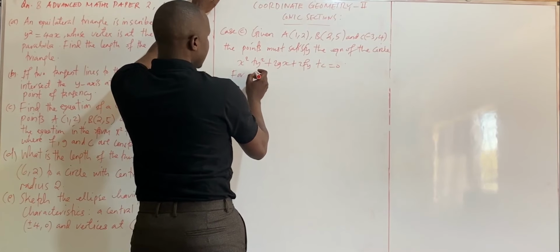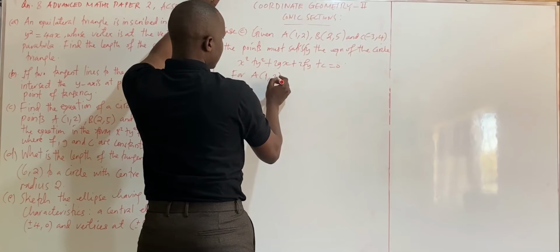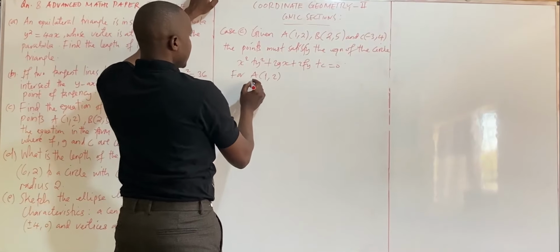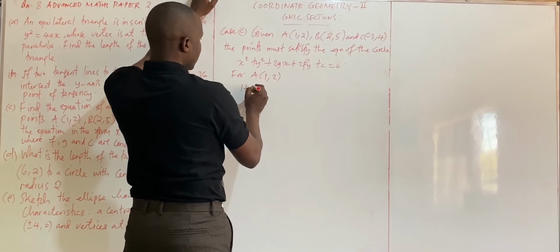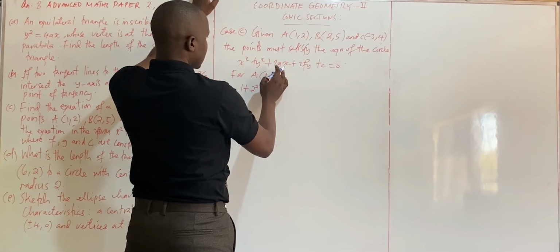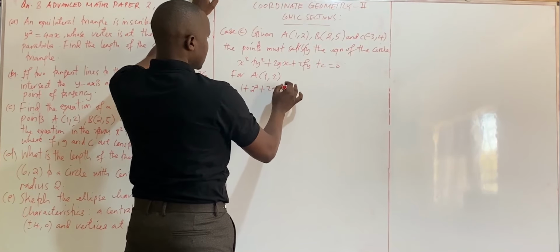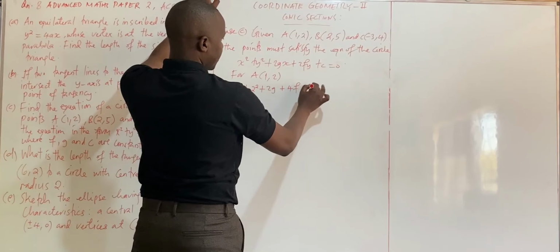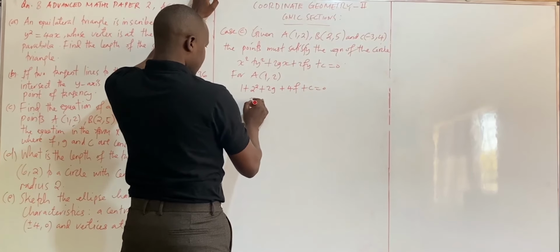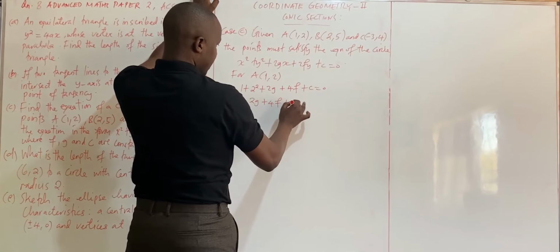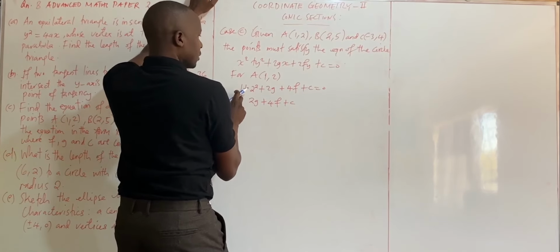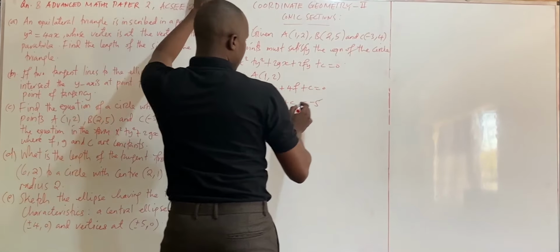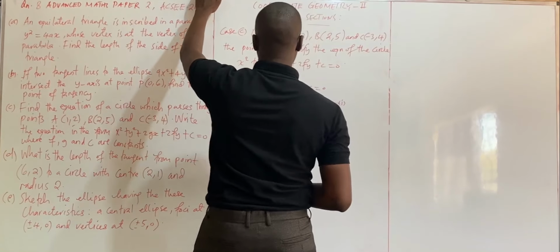Now we can start and say for point A, that is (1, 2), it means this is x, this is y. So we substitute them here. So we'll have 1 squared plus 2 squared, plus 2g, then plus 2 times 2, we get 4f, plus c equals 0. So you just get 2g plus 4f plus c equals 4 plus 1, which is 5. When you take it to the other side, it will be negative 5. So this we can term as equation number 1.